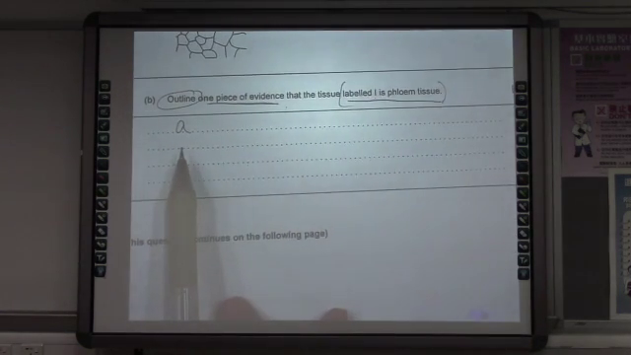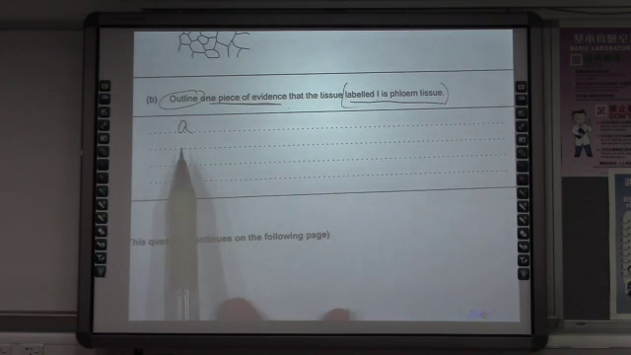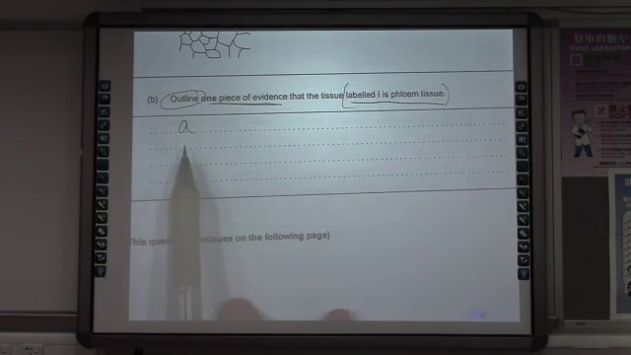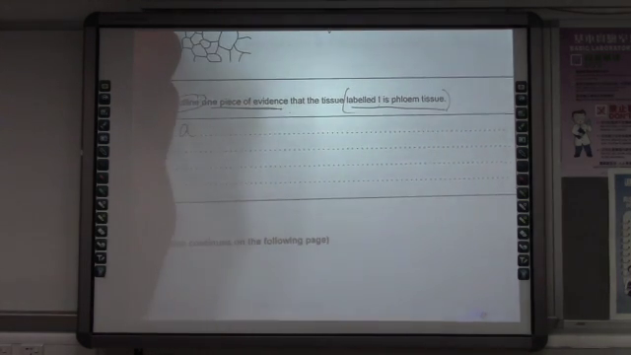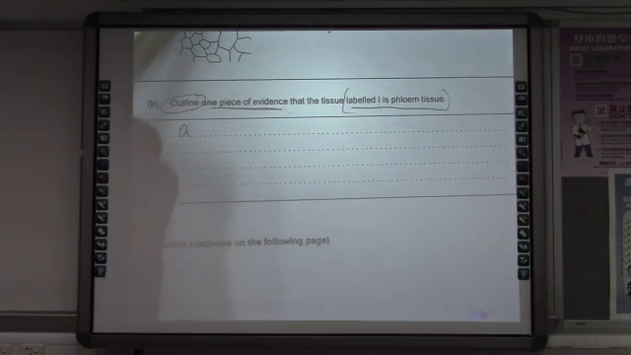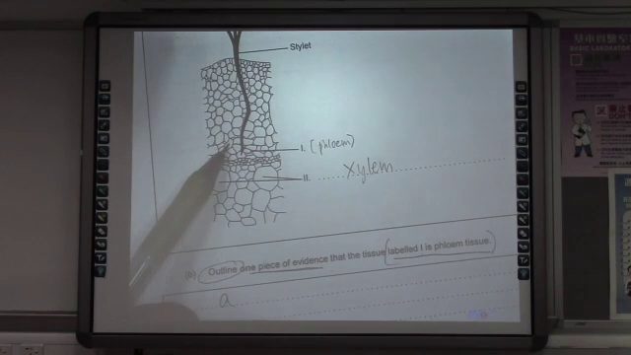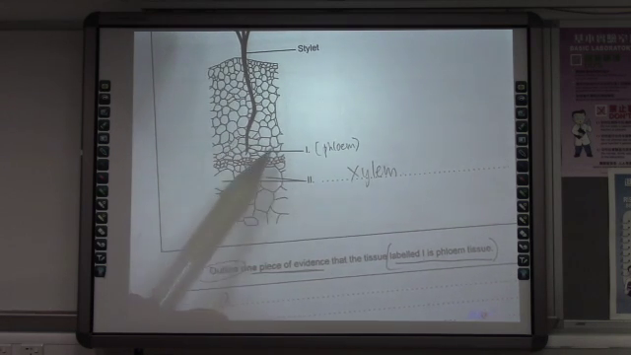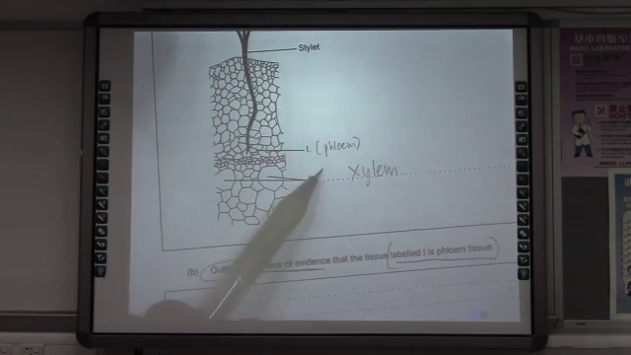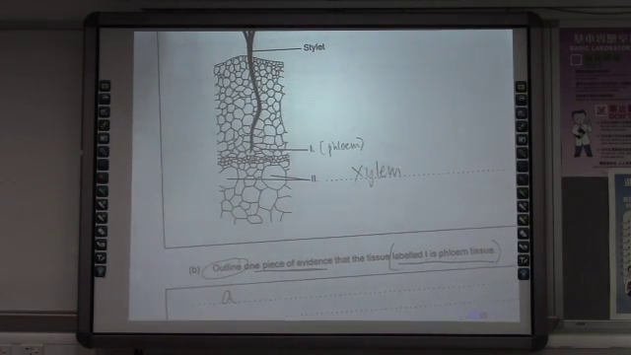I wrote an A here because I chose A in the marking scheme. But you can write, because the stylet is found embedded here. The stylet is found embedded here. That's why we know this tissue is phloem, because only phloem will have this embedded here.